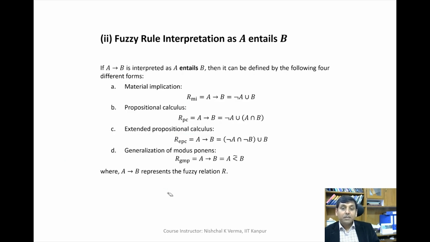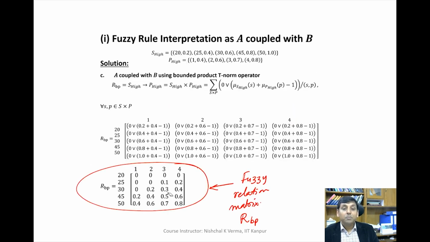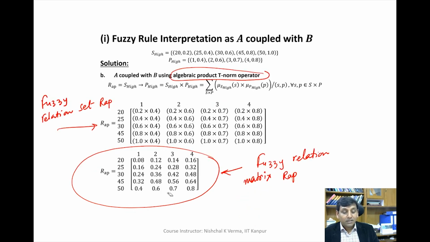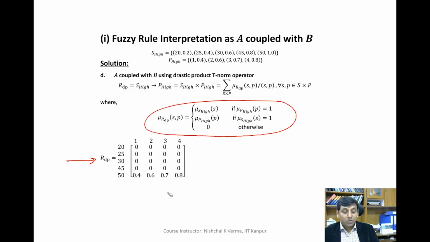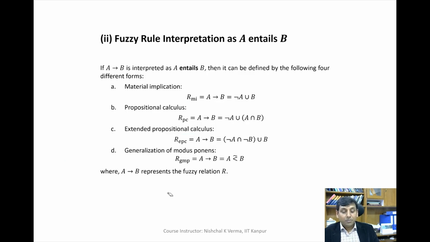This way we have seen how we can get the fuzzy relation matrix by using all four kinds of t-norms that we have used in previous lectures. The first was the minimum t-norm operator, the second was the algebraic product t-norm operator, the third was the bounded product t-norm operator, and the fourth was the drastic product t-norm operator. All these four types of t-norm operators we have already studied, and we are applying them here to build the relation.